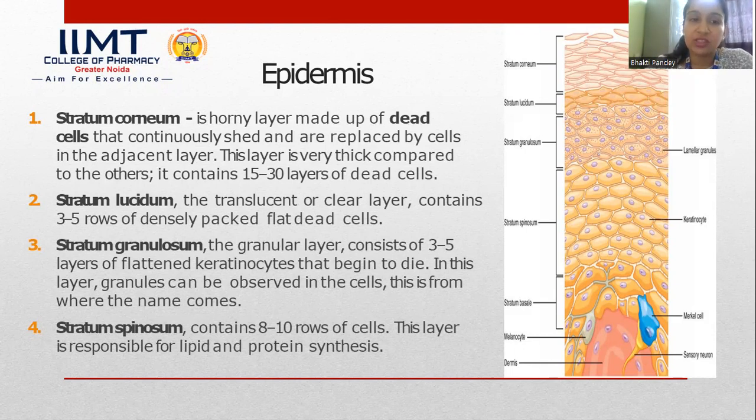it basically consists of granules in its structure, so it is known as granulosum, and keratinocytes. In this layer, granules can be observed in the cell, as the name suggests. Stratum spinosum contains 8 to 10 rows of cells. This layer is responsible for the production of lipid and protein synthesis.